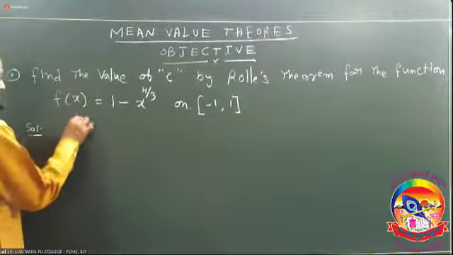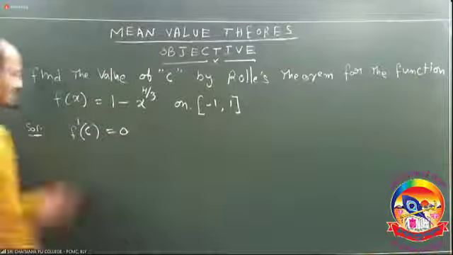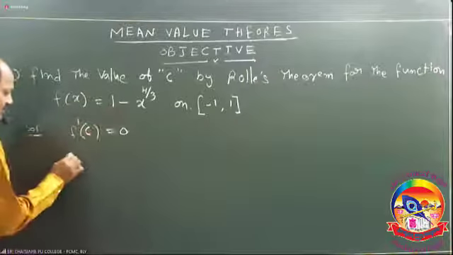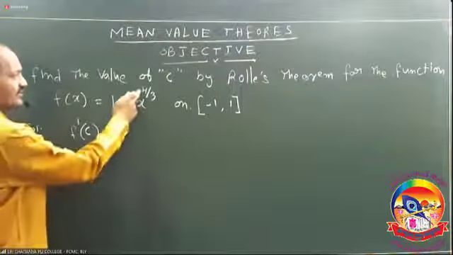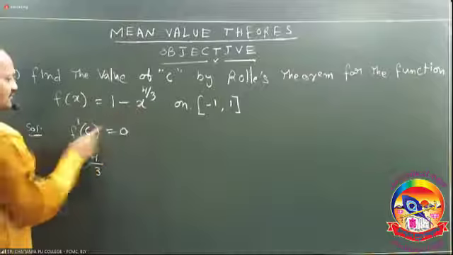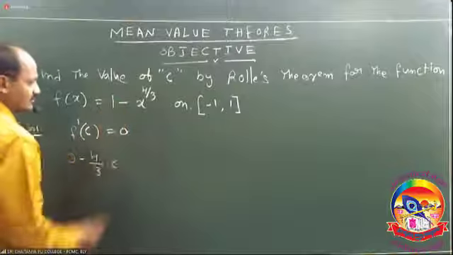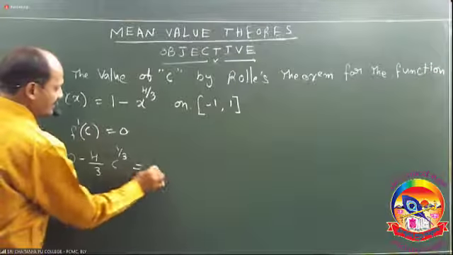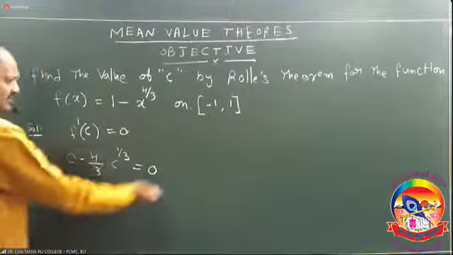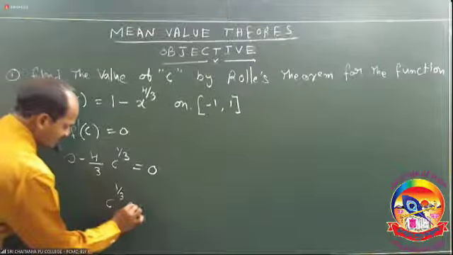Directly find f dash of c. f dash of c is equal to 0. It is f of x, its derivative. Derivative of 1 is 0, okay? Minus, derivative of x power n form is n x power n minus 1. Here instead of x it is c. So 4 by 3 c power 4 by 3 minus 1, that is 1 by 3, is equal to 0. Okay? It is 0 divided by minus 4 by 3, a constant, it is also 0. So c power 1 by 3 is equal to 0.